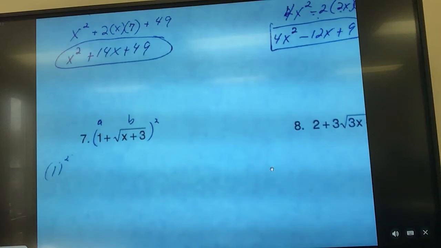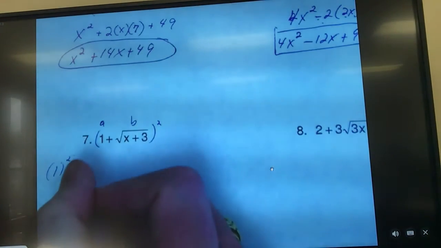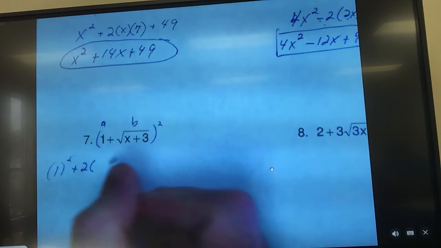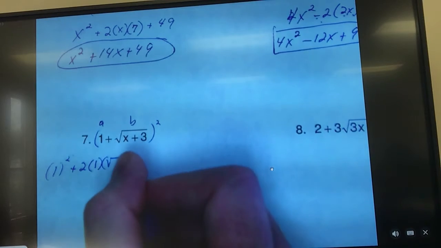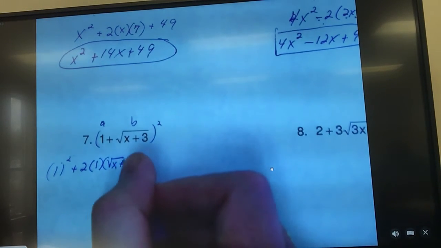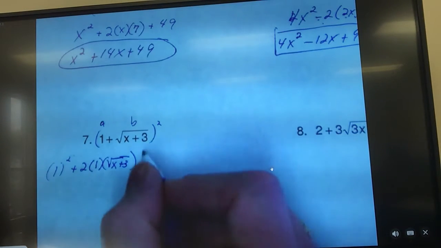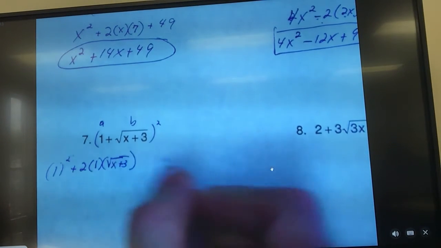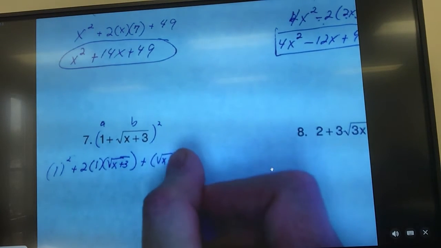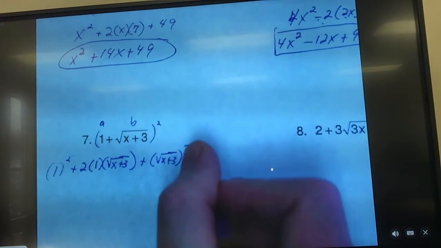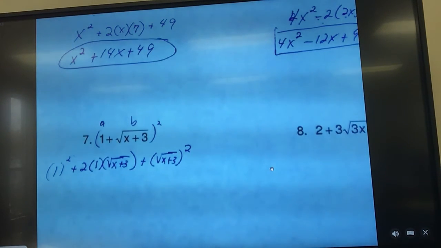Okay. Now it says 2 times a positive or negative, and since it's a positive here, I'm going to put plus 2 times A, which is 1, times B, which is square root of x plus 3. And finally it says b squared. What's b? Here, I'll even put it here. So it's plus x plus 3 all squared. Because you guys did up the top, y'all know what this square does to it. Okay? So here we go.